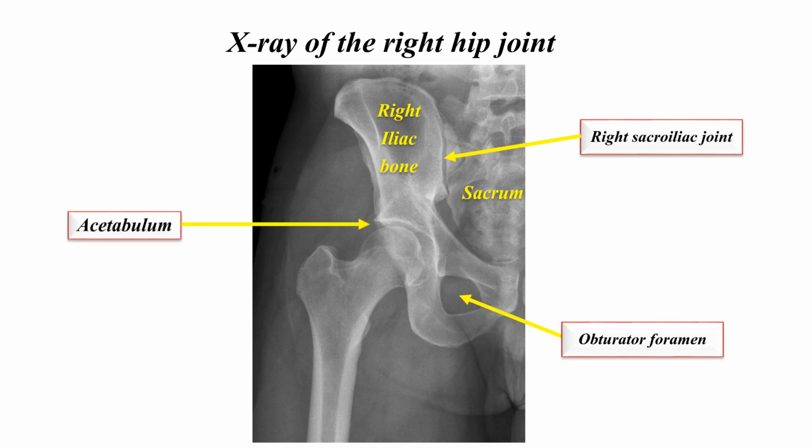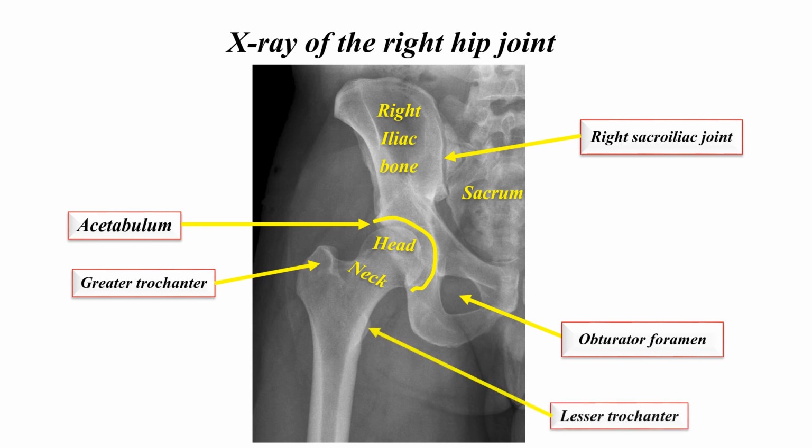On the lateral side of the hip bone, this is the acetabulum, in which the head of the femur articulates with the acetabulum to form the hip joint. This is the neck of the femur, and this is the greater trochanter, projecting upwards and backwards, while this is the lesser trochanter, projecting medially. The junction between the greater trochanter and the lesser trochanter anteriorly is the intertrochanteric line.